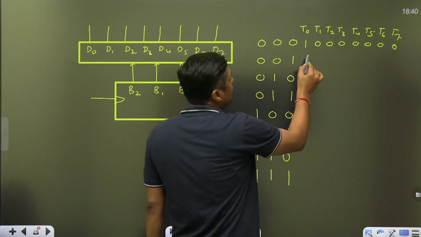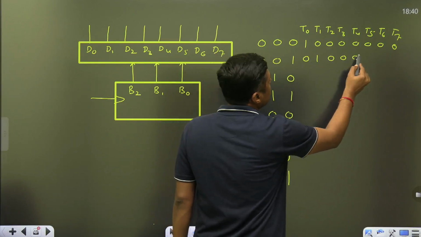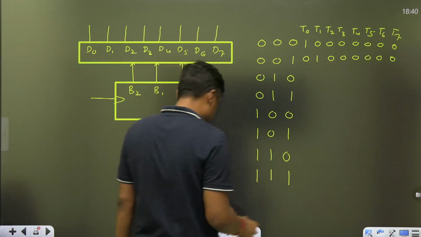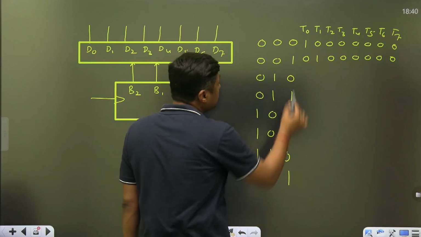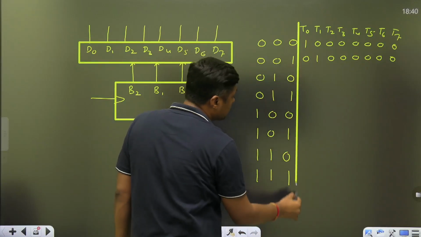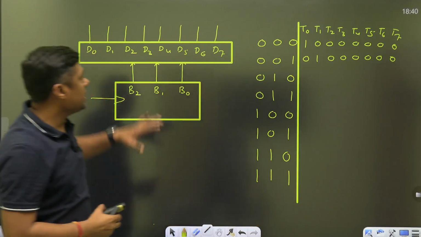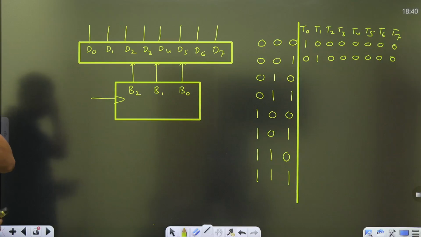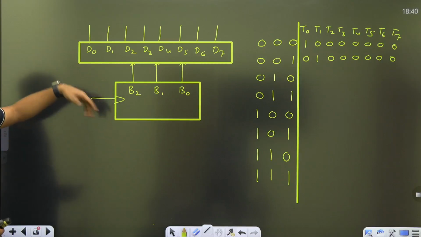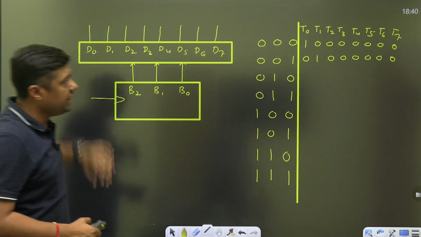Similarly, the decoder will decode, this will become 1, all others will be 0. And so on. This is the output. So we are getting the timing signal by using what? We are getting the timing signal by using a binary counter plus what? Decoder. A 3 to 8 line decoder.